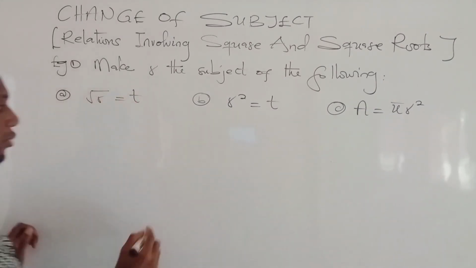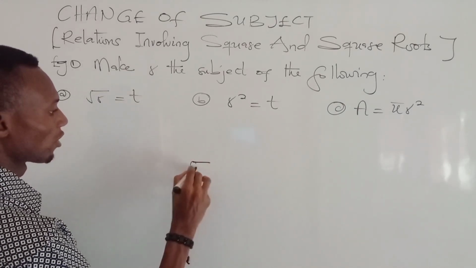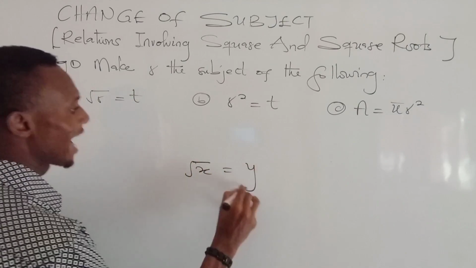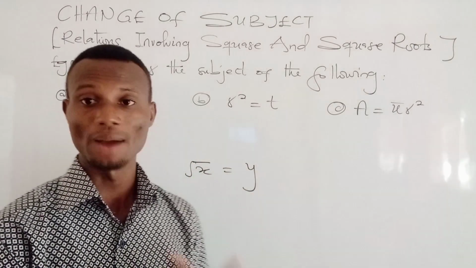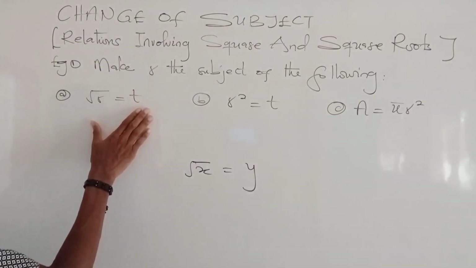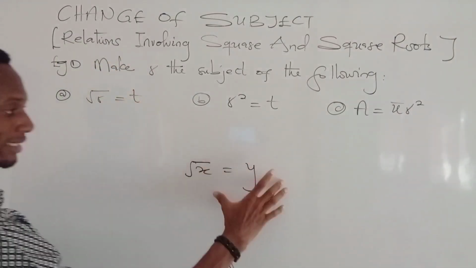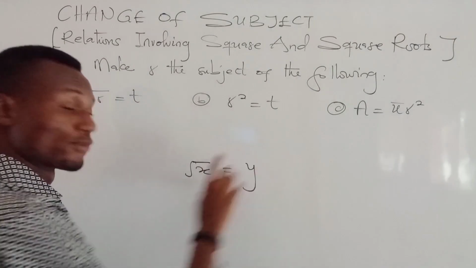Assuming I have something like this, let's say I have the square root of s equals y. I'm being asked to make s the subject, so I'm using it to explain how you are going to handle this one. You can see that this is similar to this one. It's also a relation that involves the square root sign.